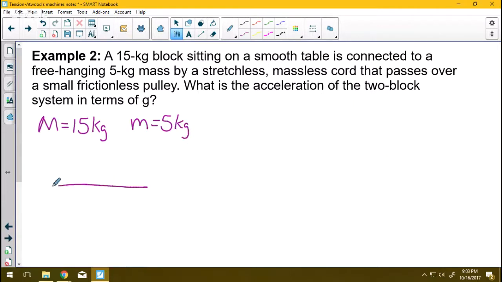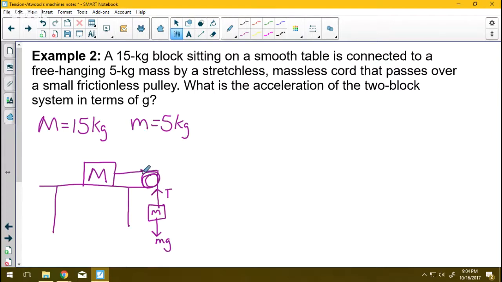Okay, let's draw a picture for this. Might look a bit messy, and I apologize, but we have a table. We have a big M. We have a pulley. The cord is attached. And then we have our little m hanging over the side. We have mg pulling down, tension pulling up on little m, and then we have tension pulling to the right on big M. Now, I'm not going to bother drawing my y forces for big M because it's not going to contribute to the acceleration of the box. So we can leave that alone.